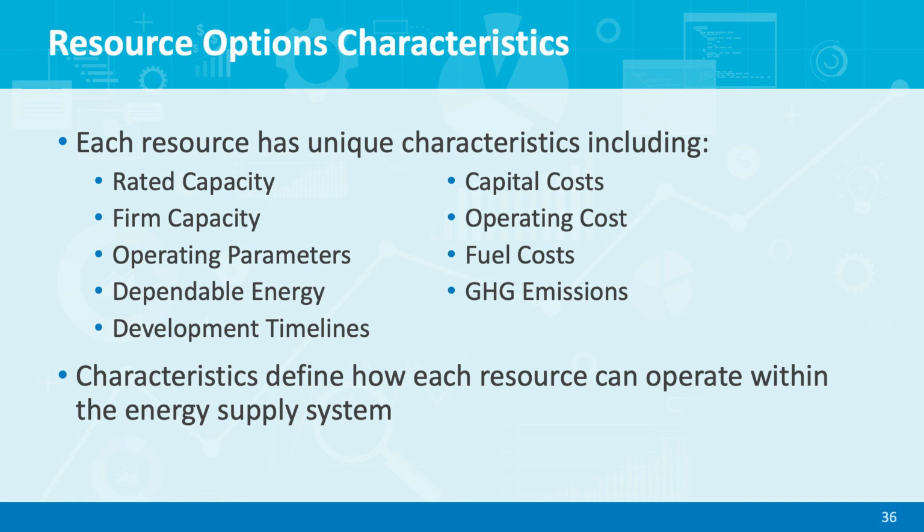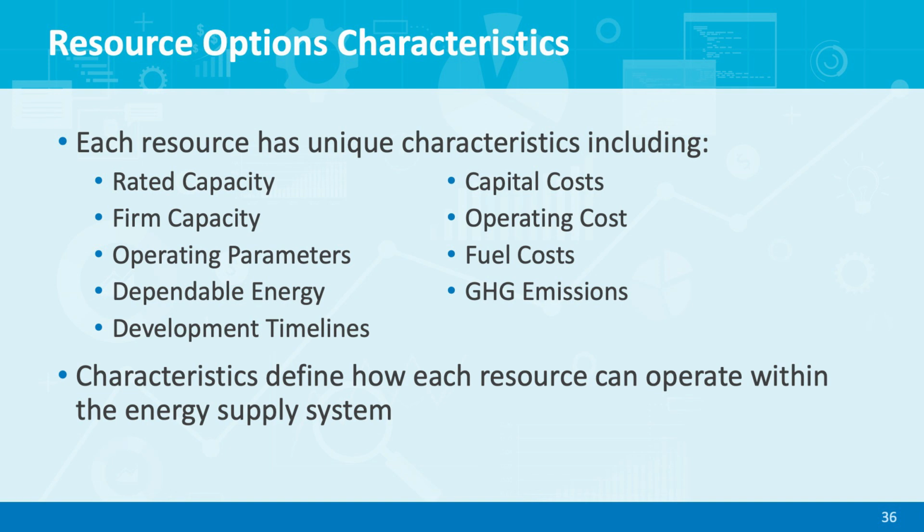Each of these resources has unique characteristics that are included in the model. These characteristics define how each resource is simulated and enable the model to evaluate the potential role of each resource within the overall system. These characteristics include some of the following: rated capacity, which is the maximum power output that a generator can produce. Firm capacity is the power output that can be counted on during peak demand. In many cases, this is linked to the variability of a resource such as wind.